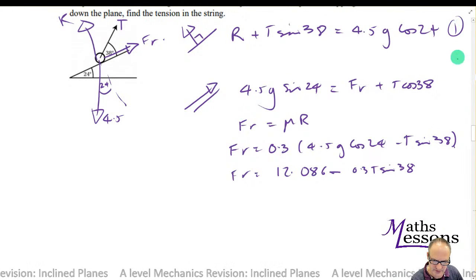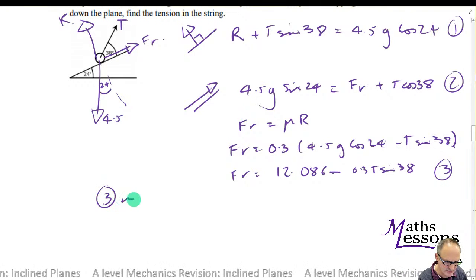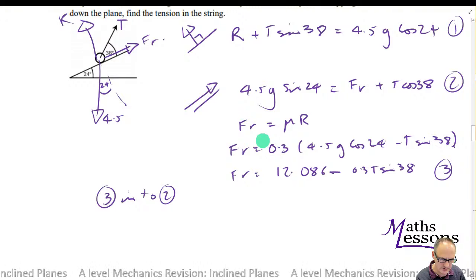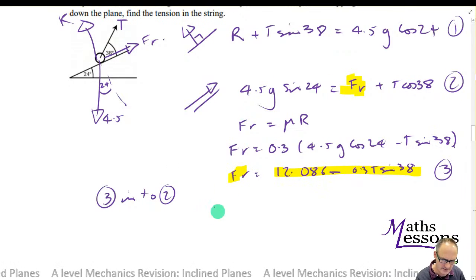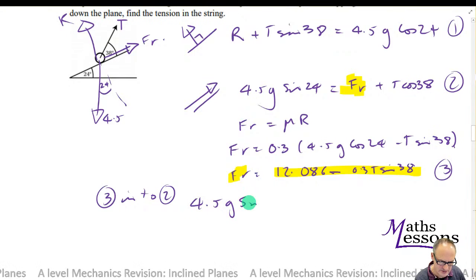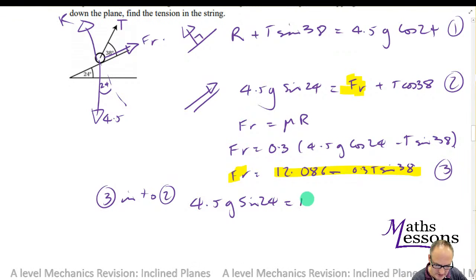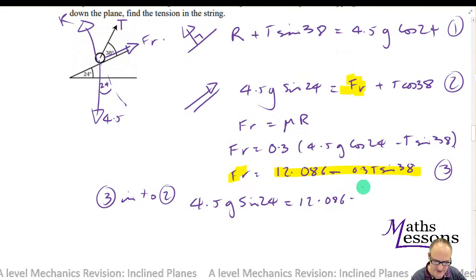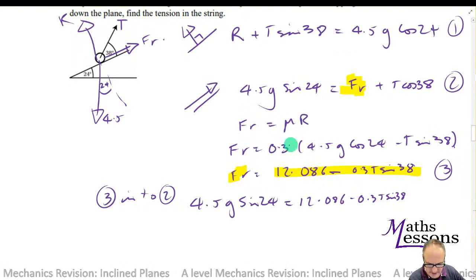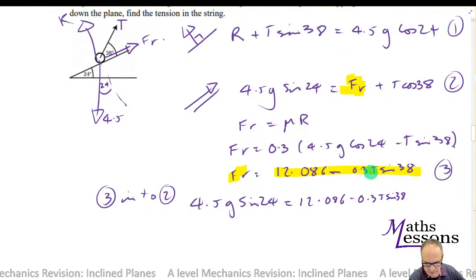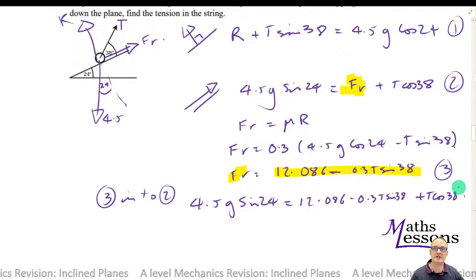If that was equation 1, that was equation 2, and I've got down to equation 3, I'm going to put 3 into equation 2. So I'm going to replace the FR here with all of this. So I'm going to get 4.5 g sine 24. Basically, mechanics is all about how good your simultaneous equations are, because that's the only way they can make the problems harder once they've set them up. So I'm going to put all of that in. And the mistake I made, if you must know, is I forgot to times the 0.3 here in my answer I just did while you guys were working on this. So here we go, we get that.